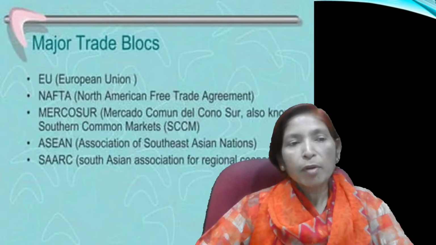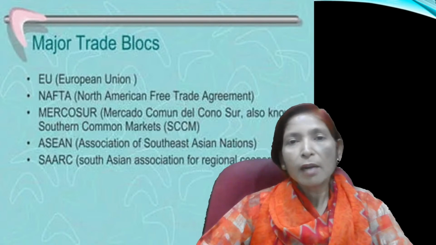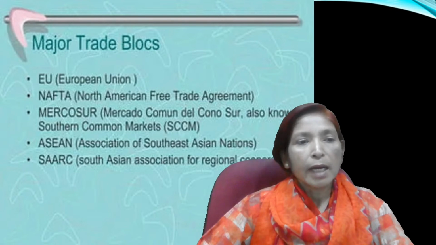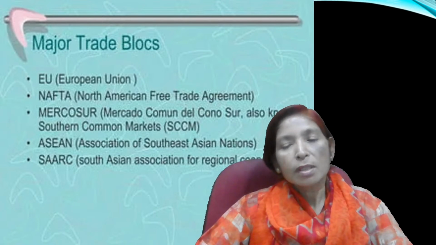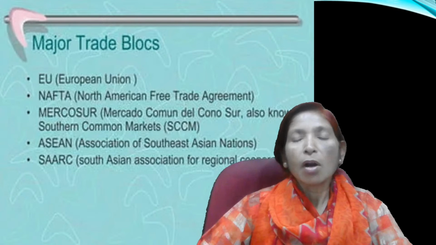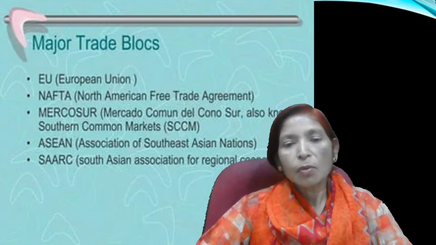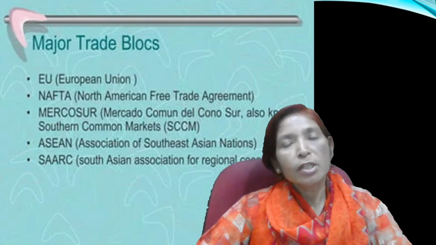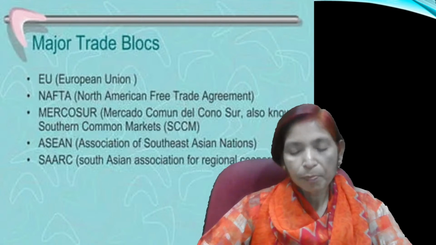Major trade blocks are like the European Union, NAFTA, which means North American Free Trade Agreement, and Mercosur, which means Mercado Común del Sur, also known as Southern Common Market. Next is ASEAN, the Association of Southeast Asian Nations. Next is SAARC, South Asian Association for Regional Cooperation. These are major trade blocs.